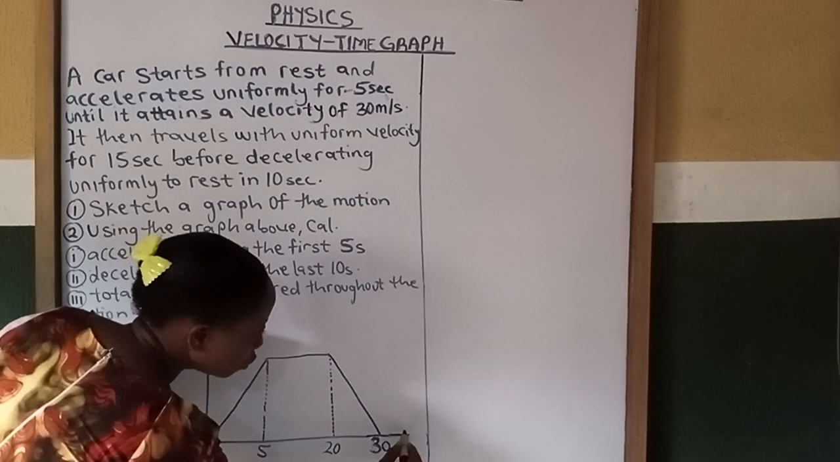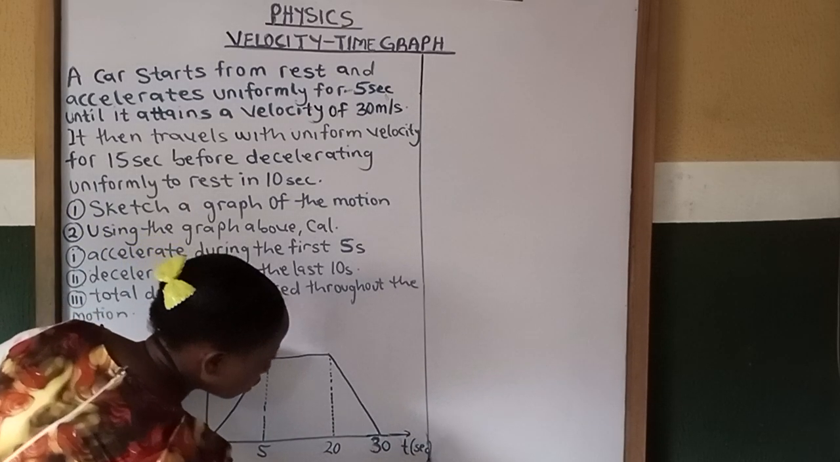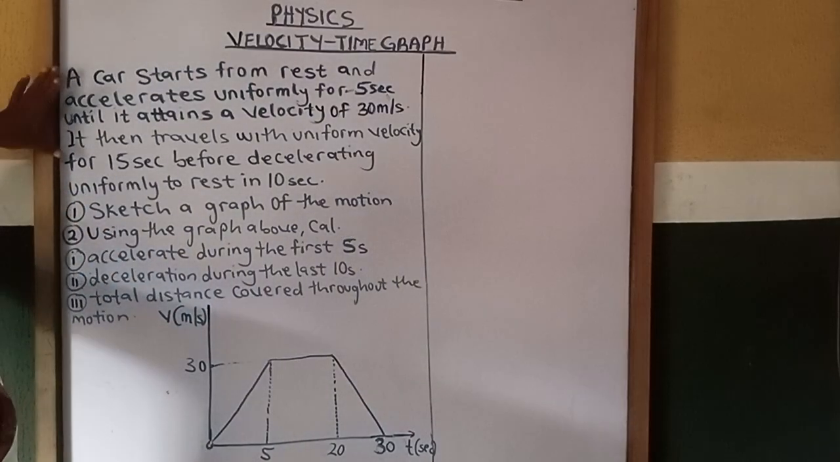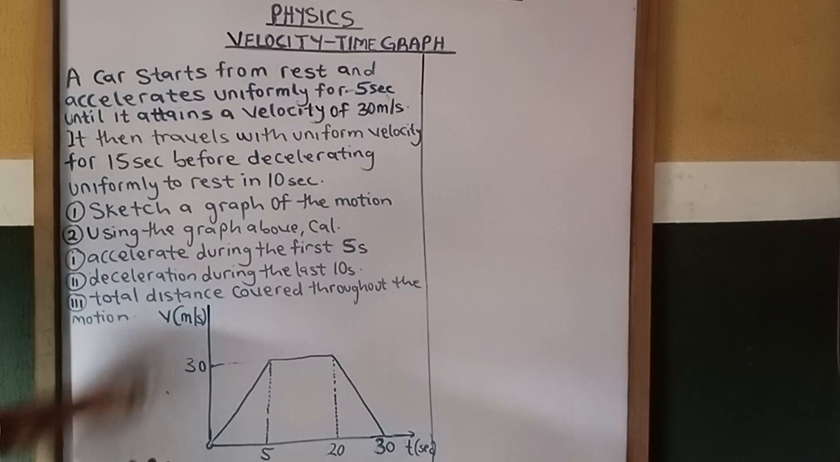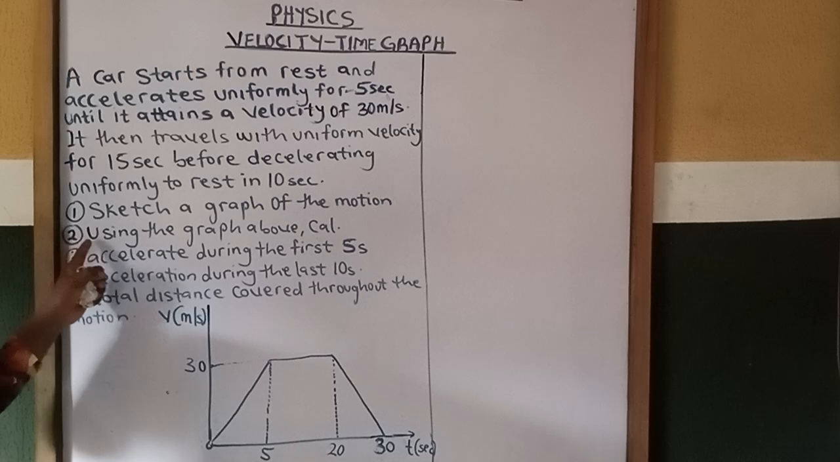So you still label your time taken in seconds. So we have sketched the velocity time graph from this word problem. So let's solve the questions under it. Sketch a graph of the motion. We have done that.